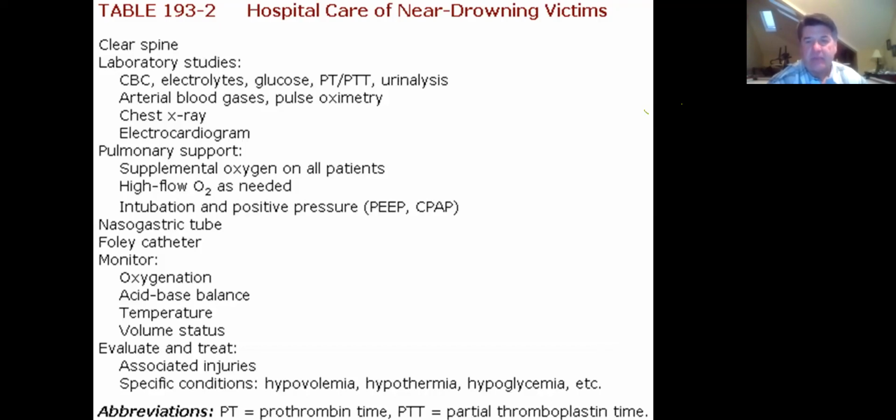I'll provide the PEEP that we talked about. We'll put a Foley catheter in because we want to measure what their output is. We want to monitor their oxygenation, do frequent checks on their electrolytes, check their temperature and their volume status, and keep going. So you can see all the things that I have to do in the emergency room just to get this patient either to survive or into the hospital.